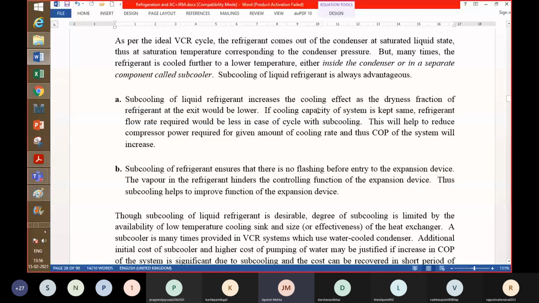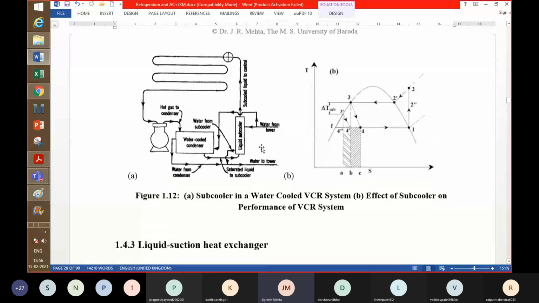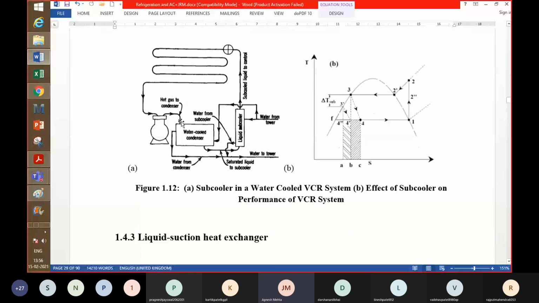Let's try and understand the first point. Cooling effect increases as the dryness fraction of the refrigerant at the exit would be lower. If cooling capacity of the system is kept same, refrigerant flow rate required would be less in case of cycle with subcooling. This will help to reduce compressor power required for given amount of cooling rate, and thus COP of the system will increase. So let's try and understand that with the help of, as of now, you may not look at this diagram, just have a look at this right hand side diagram.